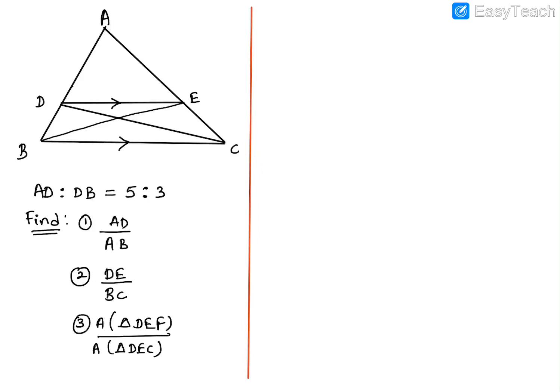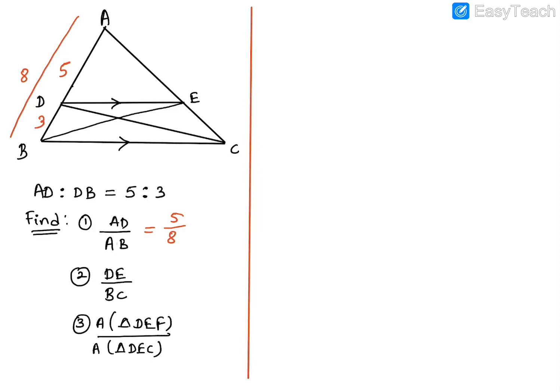You're given that AD is to DB is 5 is to 3. So say this part is 5 and this part is 3. So the total becomes what? 8. I'll first explain the whole problem and then show you the statements. What will be the ratio of AD upon AB? If you notice in the picture, you'll get 5, and AB is how much? 8.